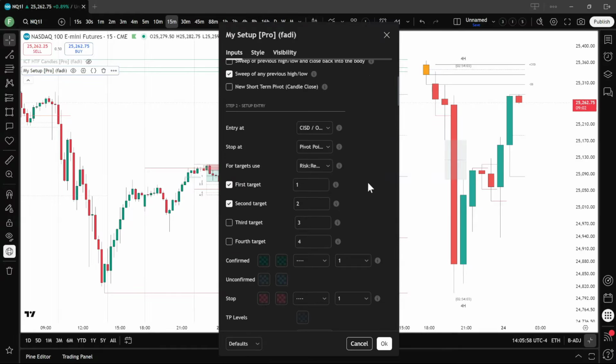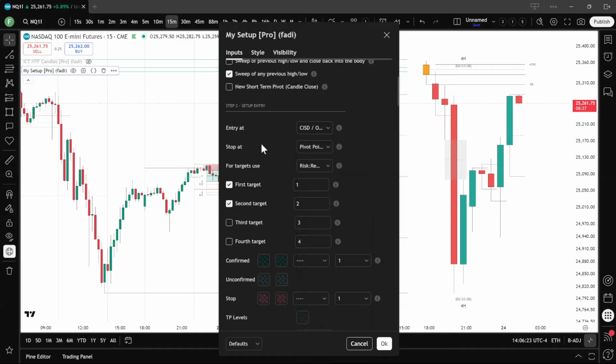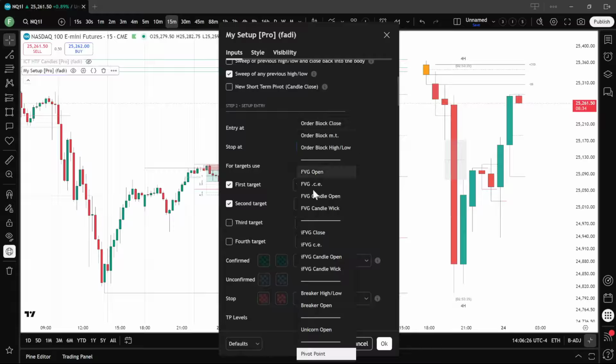The next step becomes you define your setup entry. So once that condition is met, now you can look at where you want to take your entry, where your stop is, and the type of target you want to take. So you have a very long list of options. You can enter at an order block, the levels of the order block, fair value gaps, inverted fair value gaps, breakers, and the unicorn. Same thing, you can have your stop loss based on a specific type of PD array: order blocks, fair value gaps, inverted fair value gaps, breakers, unicorn, and the pivot point, which is the low or high.